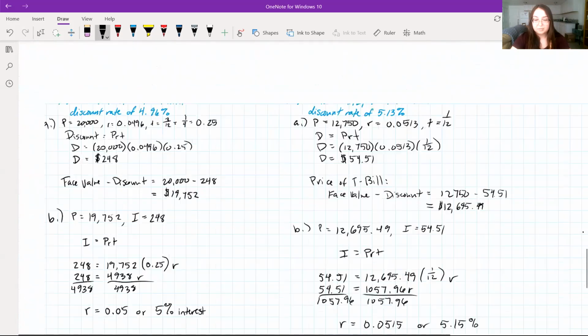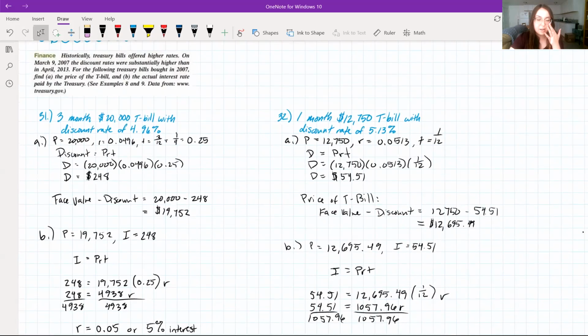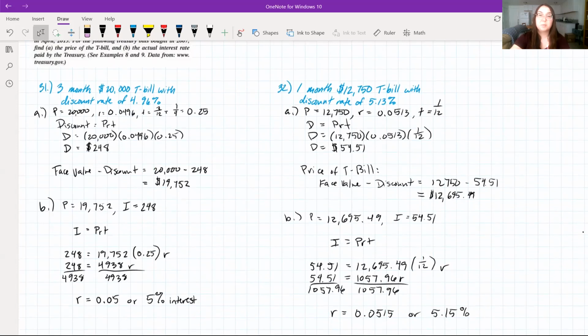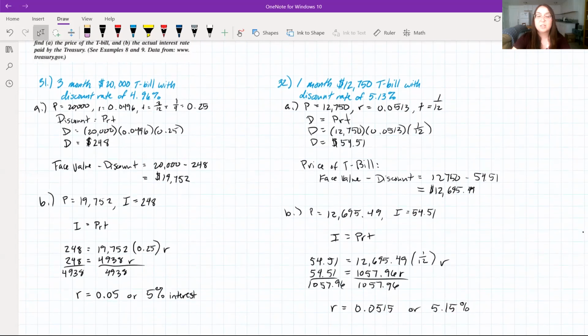All right. So that is how we find the details of our T-bills. So we see for part A how much we would buy the T-bills for, and then for part B, we see the actual interest rate that is paid by the T-bills. And we should see that these numbers are fairly close together, because that's the goal. They want to make these numbers exact if they can, or at least extremely close together.